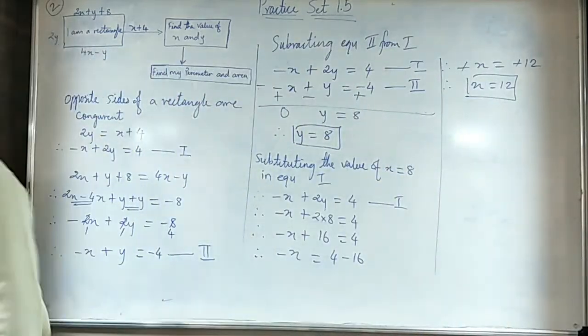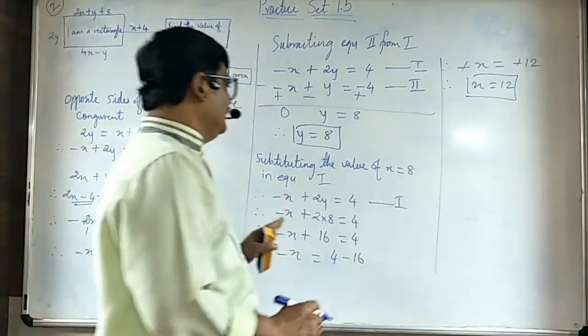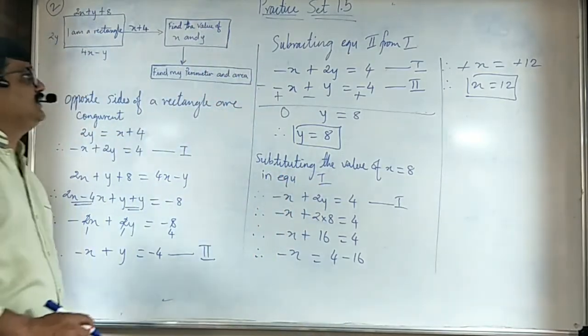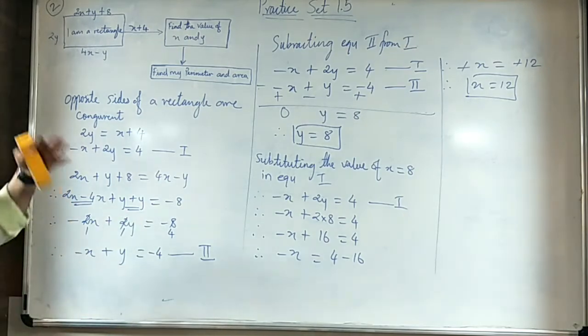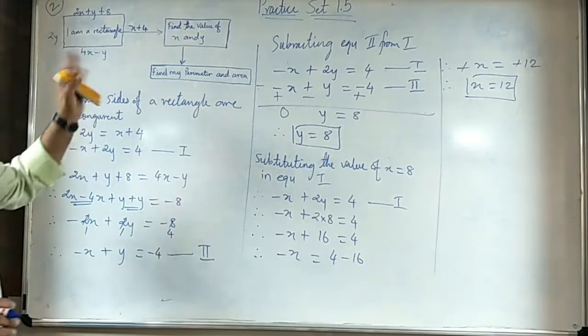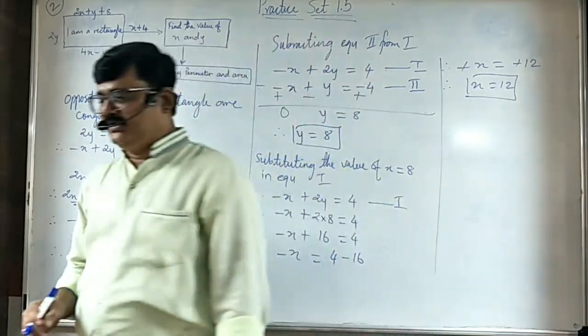So this is how you got it over here. The value of x, you got it over there, and you got a value of y. After getting the value of x and value of y, is the sum over? No. We have to find the second question, that is the perimeter, and the area also. Now how to find the perimeter?